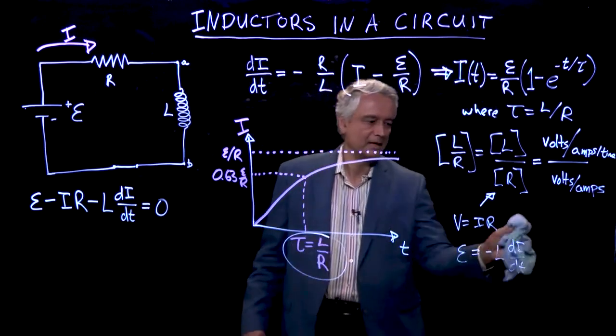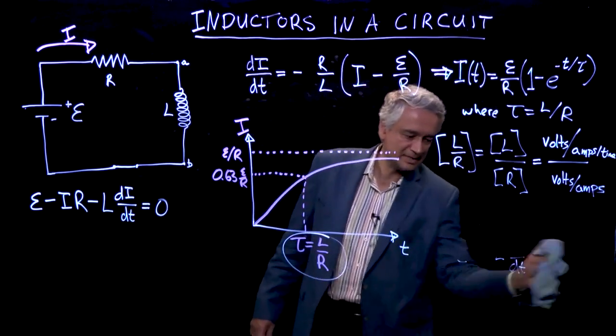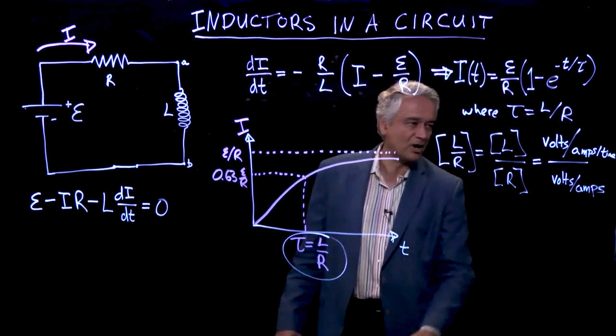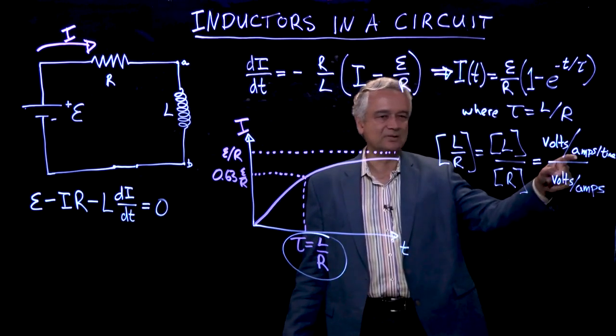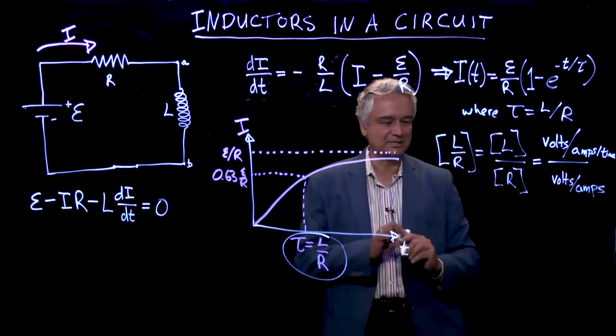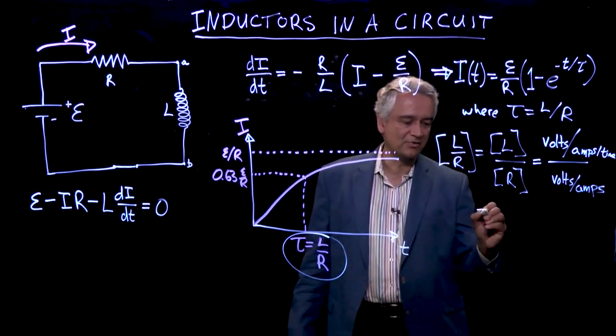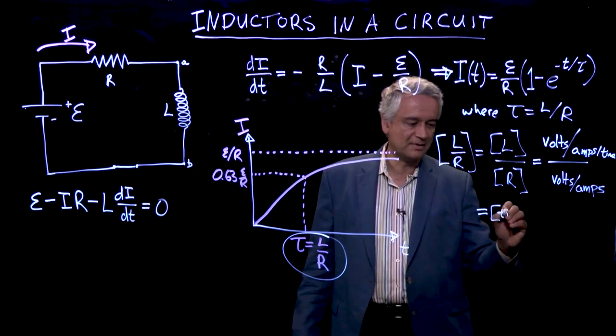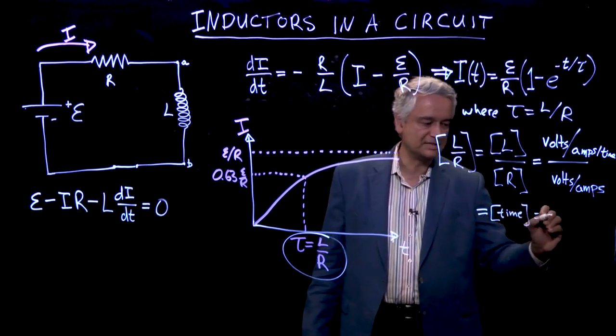So what I conclude then is that the units of L over R, well, the volts cancel the volts, the amps downstairs cancel the amps downstairs, and here I have a 1 over time, which is downstairs, and so the units of L over R are, in fact, the units of time, which is to say seconds.